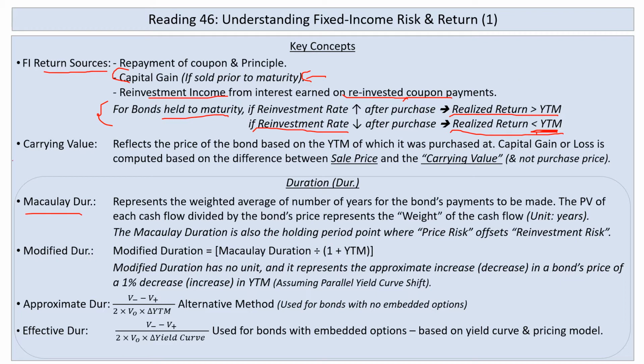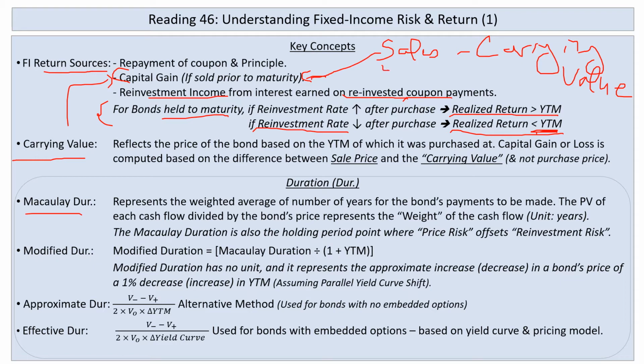This being said, you have to figure out how to calculate capital gains. Calculating a capital gain is not the price you sell the bond at minus the price you bought the bond at. Capital gain is the sales price minus the carrying value. This is the capital gain.